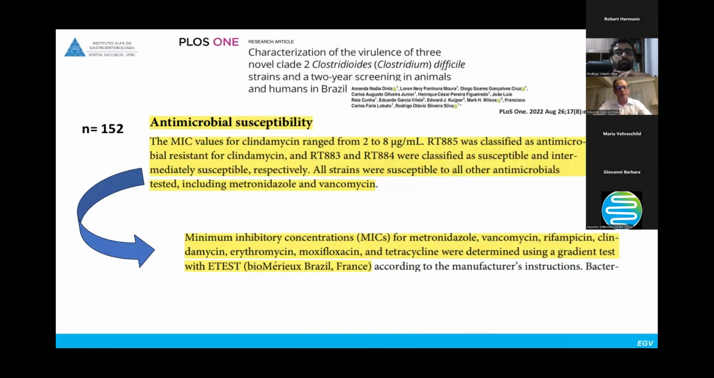But when we studied the antimicrobial susceptibility, there is no resistance. At least in this study, we have already studied more than 500 isolated strains here, and we have just 2 cases of resistance to metronidazole and 1 case of resistance to vancomycin.